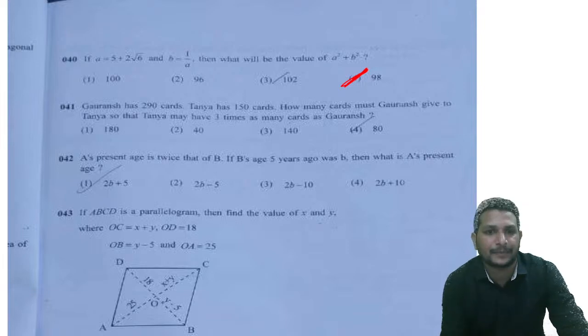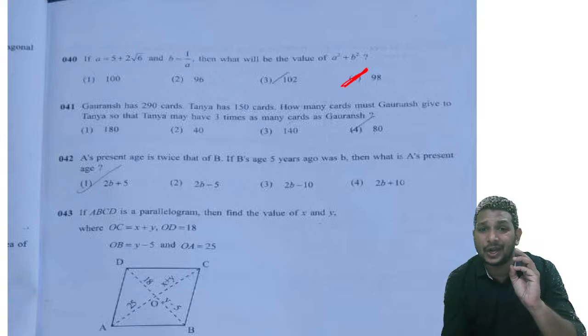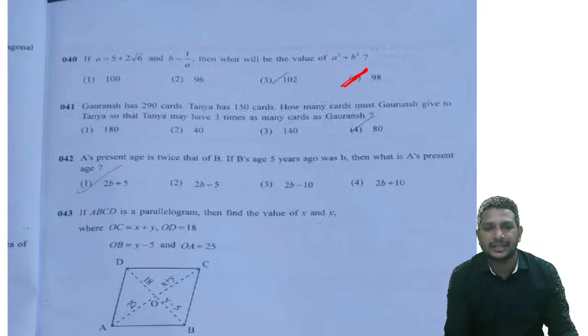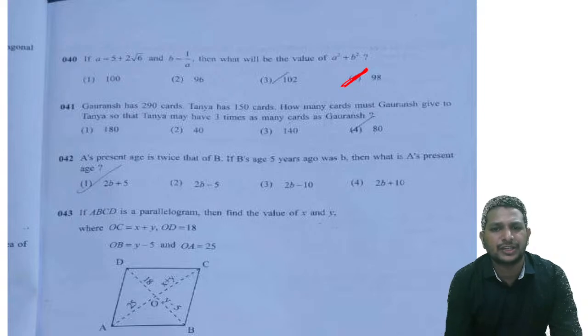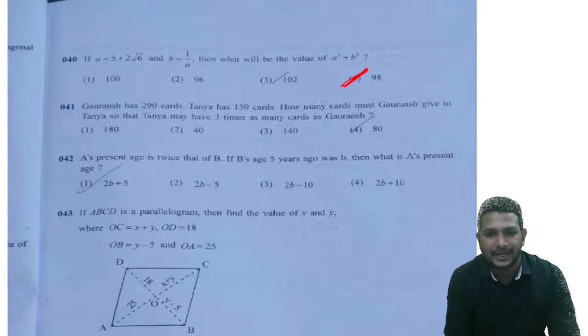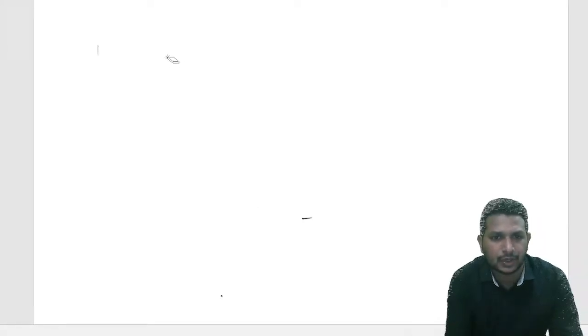So let's discuss that. Okay, this is a slightly tricky one, because if you're not able to crack the logic, then this is difficult to solve. Not an easy one, slightly difficult, because of the 3 times and the sharing of the cards, the logic is slightly tricky. So here 2 persons are there, Gauransh and Tanya. Gauransh has how many cards? 290 cards. Let's discuss on the board.